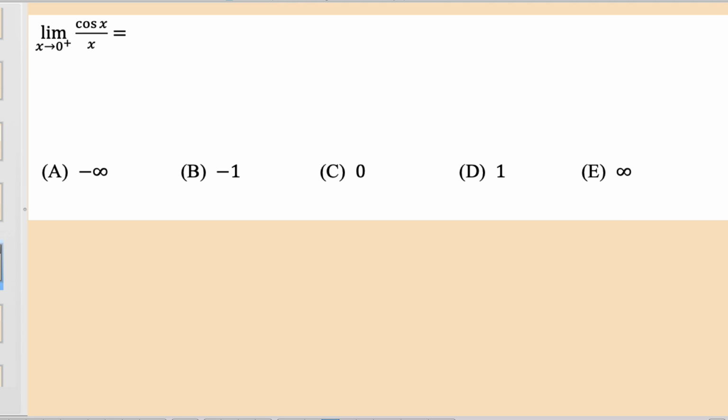I'd like you to try this problem and stop the screencast, and I'll give you the answer. And the answer is infinity. The numerator gets close to the number 1 and the denominator is a small positive number.